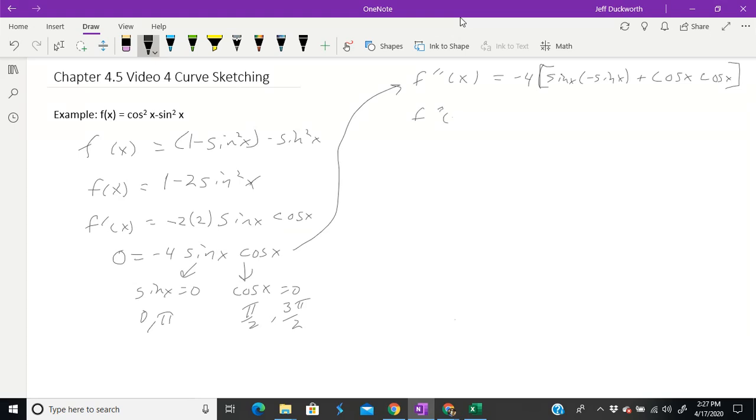So our second derivative: positive 4 sine squared, we got a negative and a negative, and then minus 4 cosine squared. Okay, so let's evaluate these 4 spots. So f double prime of 0 is equal to 0 minus 4 times 1 squared, which is negative 4. That's less than 0, so that gives us a max.